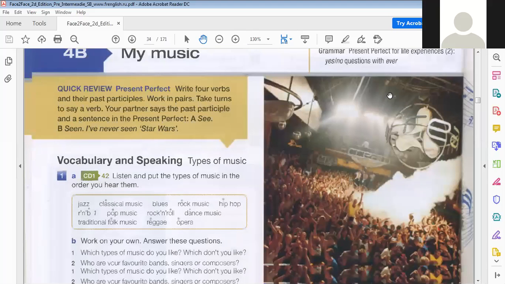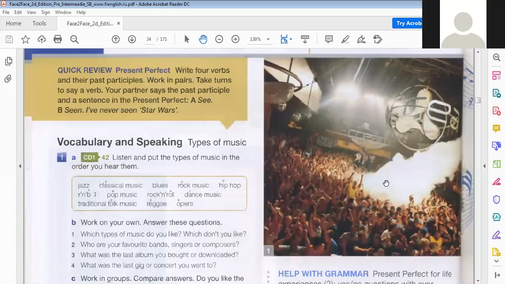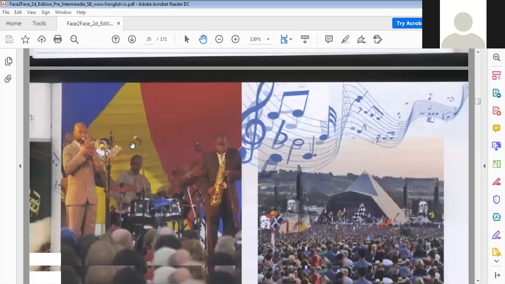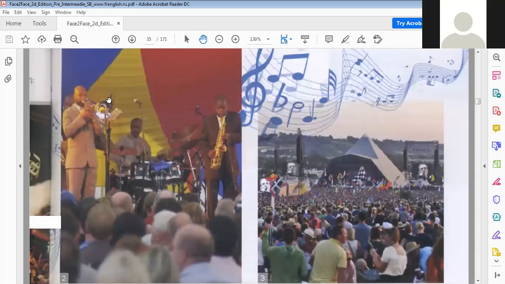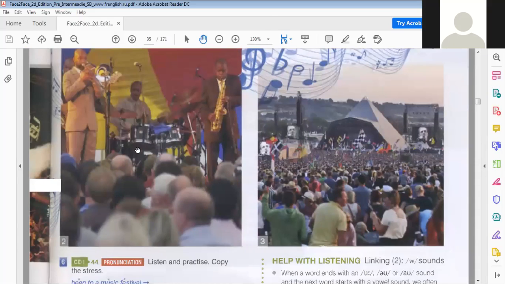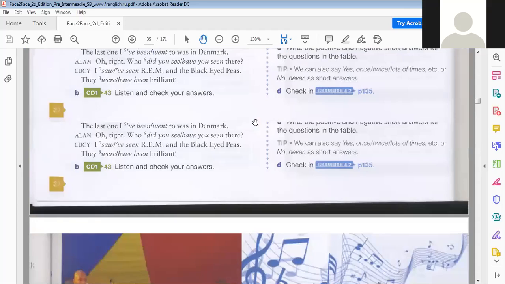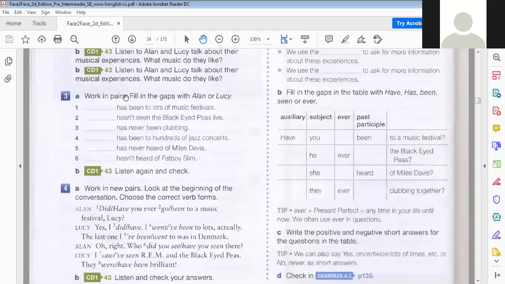Number 1 is the club. This is the club. Number 2, this is the jazz concert, because this is jazz music. Number 2 is jazz music. And number 3, this is the music festival. Okay. So these are the 3 photos.